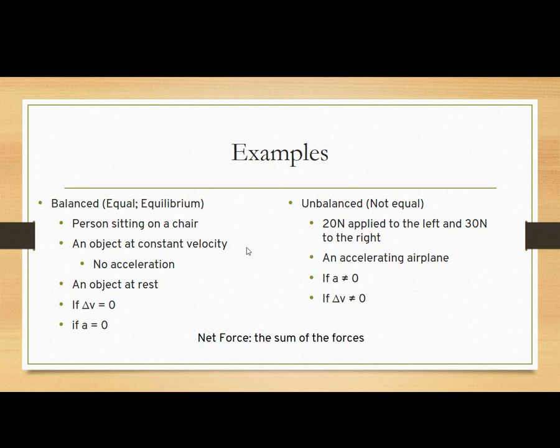First one, 20 newtons to the left, 30 to the right. Both of those are in the horizontal, and the 30 newtons to the right is bigger. So therefore, the object is going to accelerate to the right. We have an accelerating plane. That means the airplane is increasing the speed. If A is not 0, that means A is some number. Even if acceleration is 1, that means the change in your speed over a certain amount of time is 1. So you are accelerating, therefore there are no balanced forces.